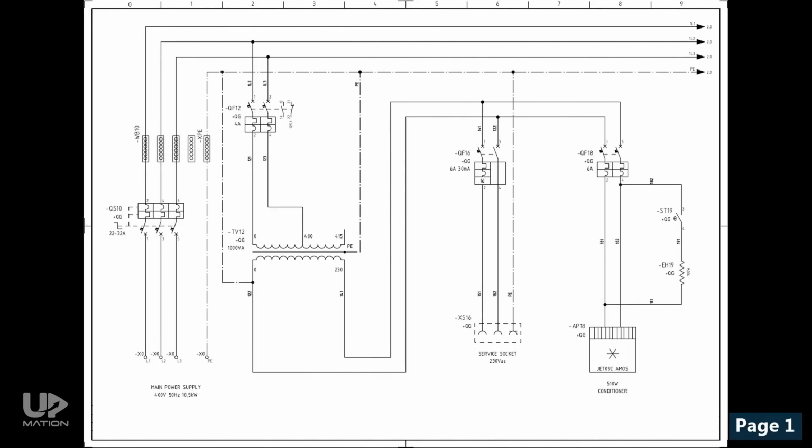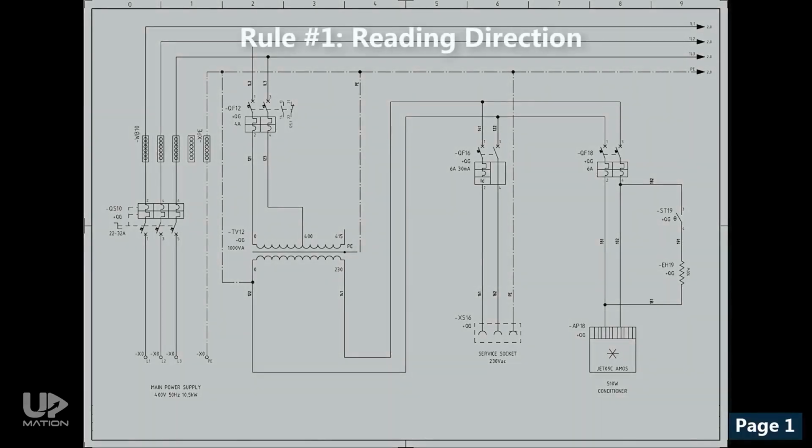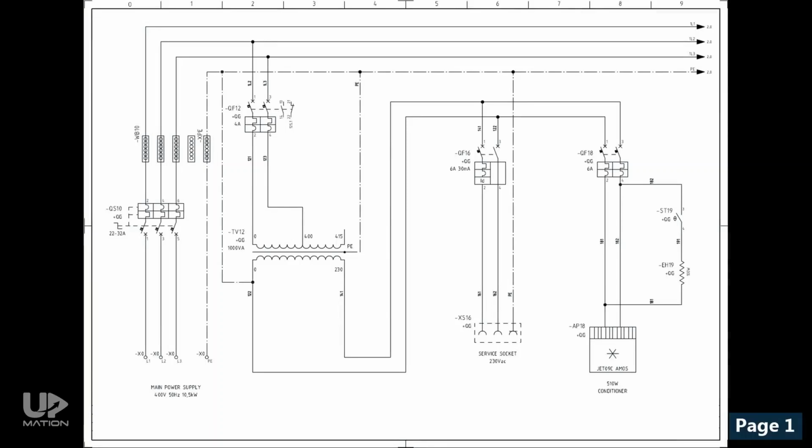Okay, let's start with the first page to see how easy it could be to read and understand a wiring diagram. First of all, there is a rule of thumb in standard wiring diagrams that you should read the diagram from left to right and from top down, exactly like reading a book. But sometimes designers make some exceptions to have a better layout, such as this page.